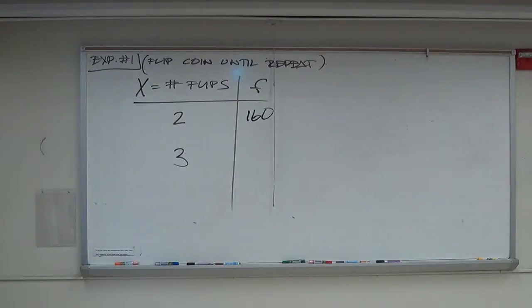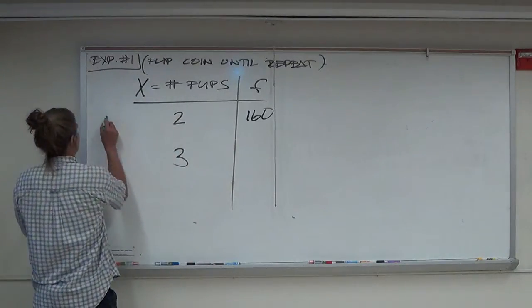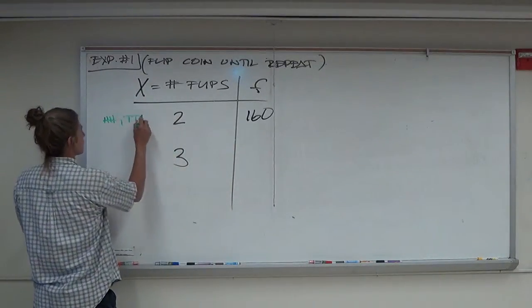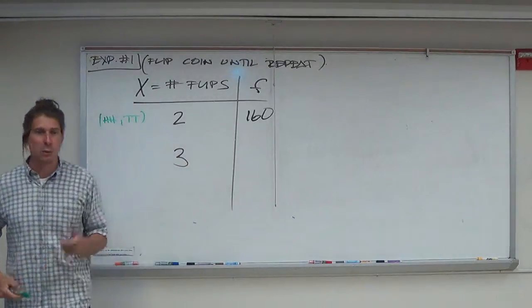Which means you either went heads, heads, or tails, tails. So if you had to make an assumption about how many times you went heads, heads, what would you guess? If you had 160, you either went heads, heads, or tails, tails, correct? Yeah. So if you had to guess how many of these were heads, heads, what would you guess?